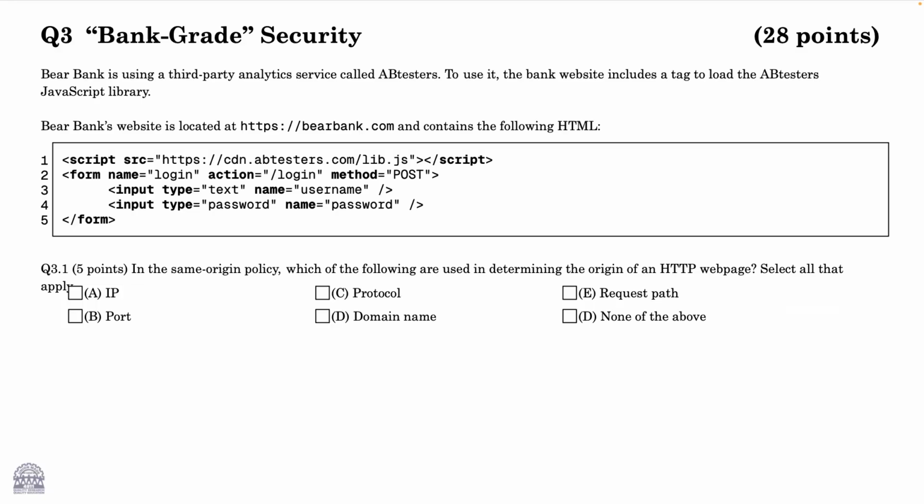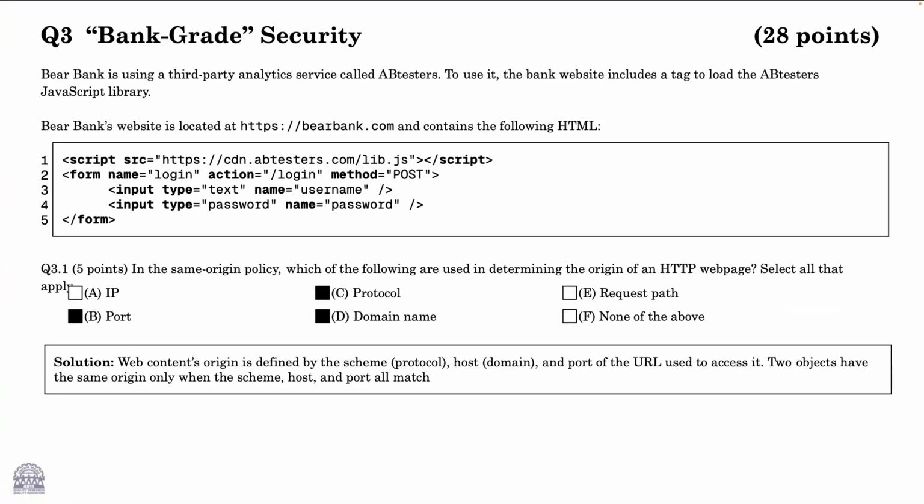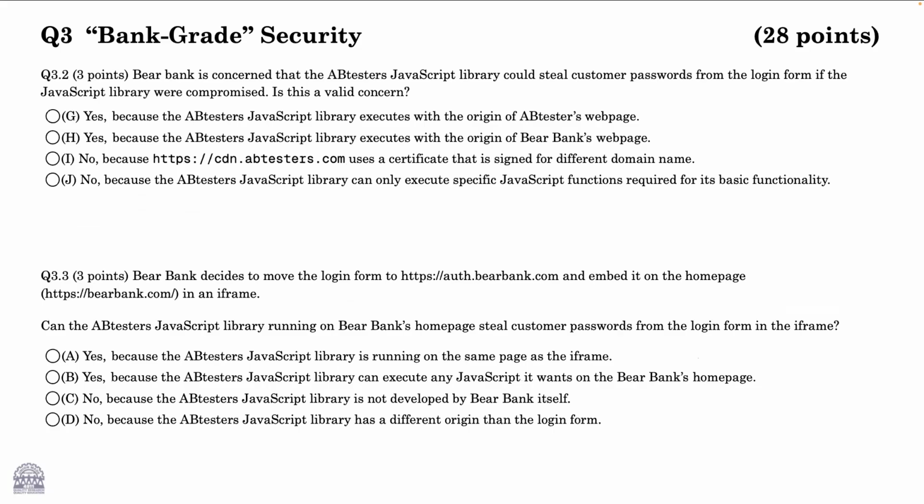Okay, cool. So for this question in same origin policy, which of the following are used in determining the origin? If you remember all the way at the beginning of the presentation, we talked about the definition of the origin, and that's what you'll use for this question. So remember, it's the protocol, domain name, and port. We don't care about the IP or the path. Okay, next question. I'll give you guys another minute to look at these questions.